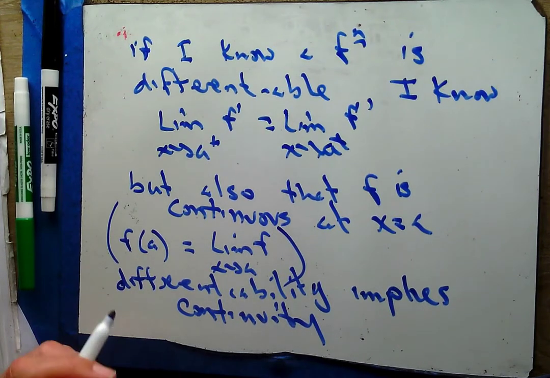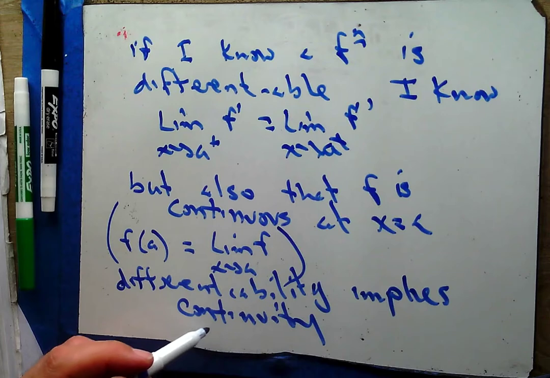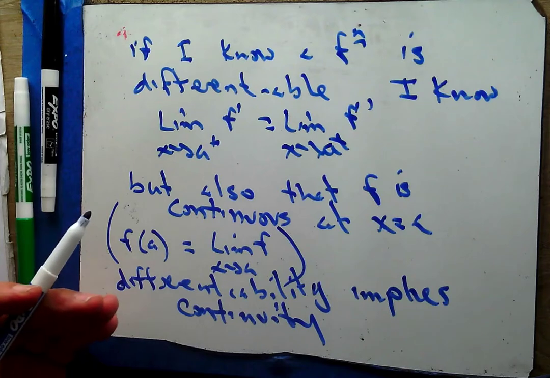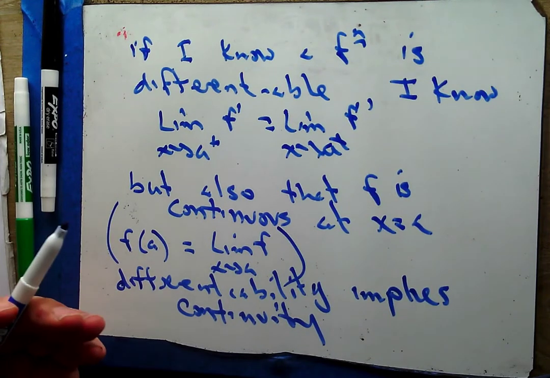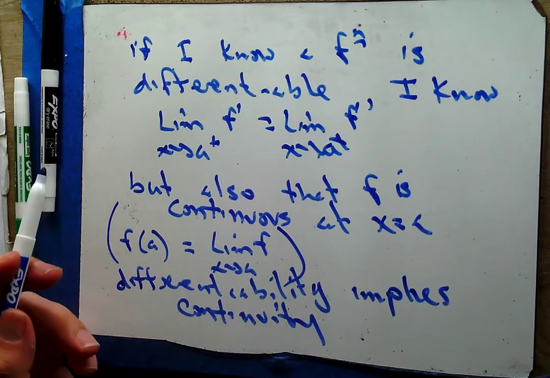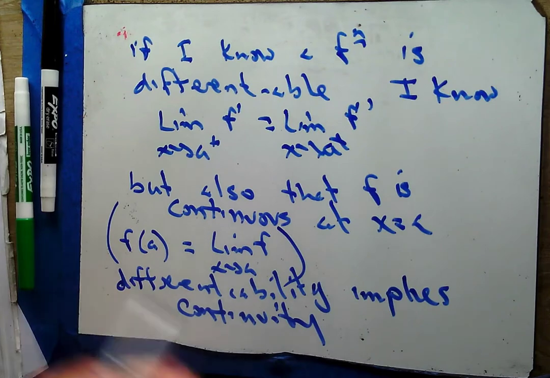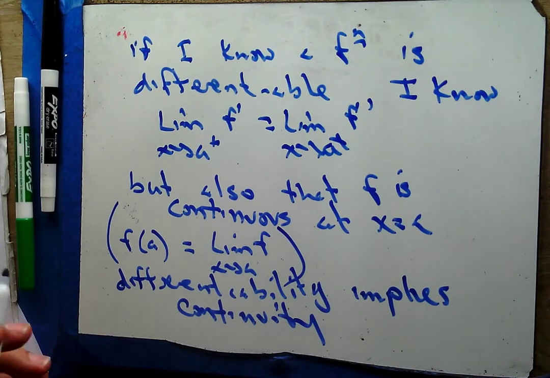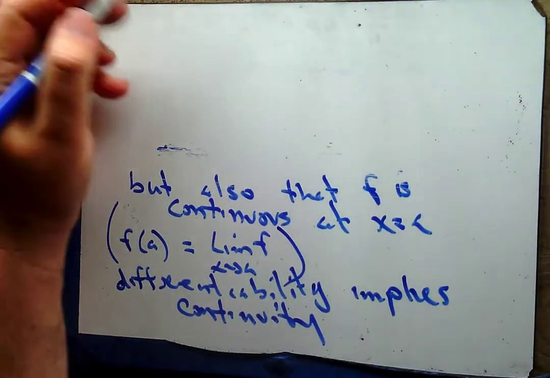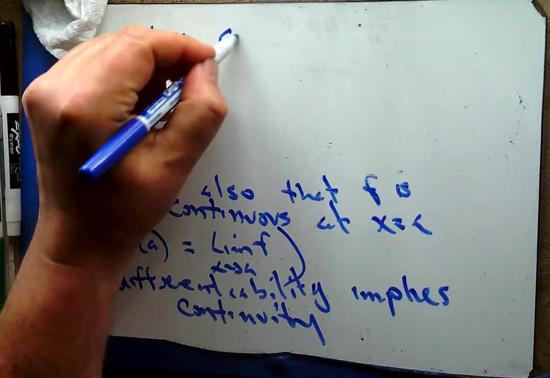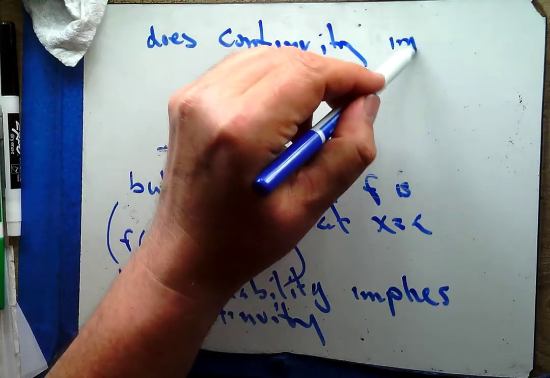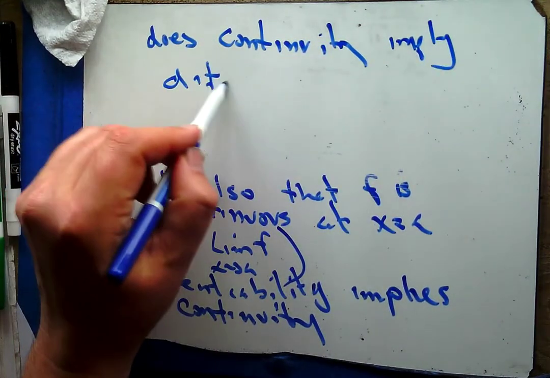Sometimes College Board likes to ask the question, is this function continuous at this point? And in the stem of the problem, they told you the function was differentiable. And so what you're supposed to say when they ask, is this function continuous? You're supposed to say, oh, well, because this function is differentiable, we know that this function is also continuous at that point. Okay, but what about reading this statement the other way? Does continuity imply differentiability?